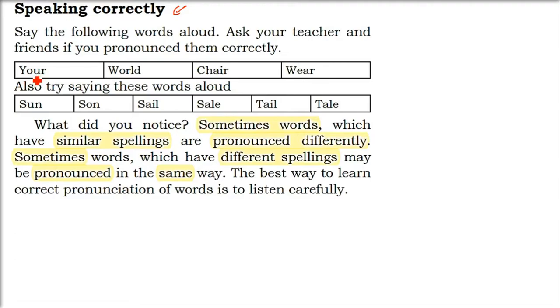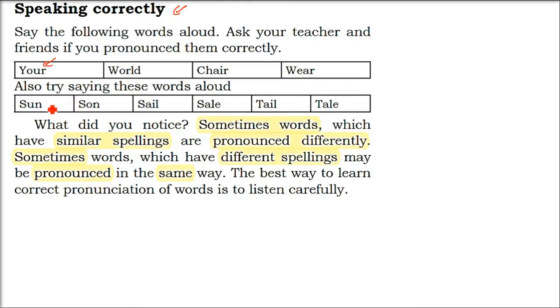For example, this is your world chair wear. Now, if you want to speak it clearly, it should be your world. It's not a world. Chair. It's not wear. It's where.